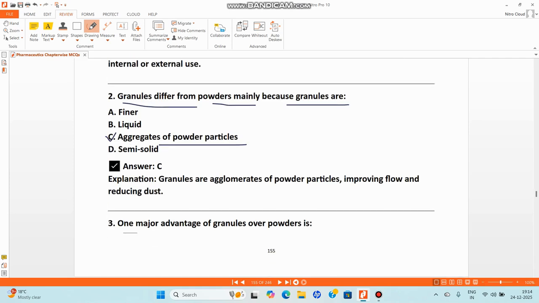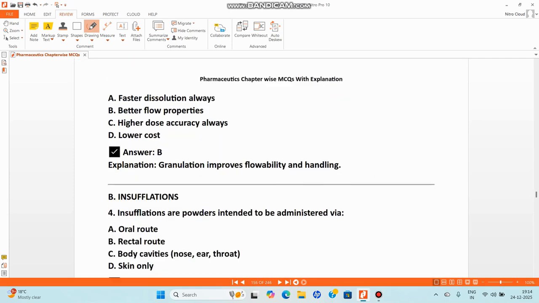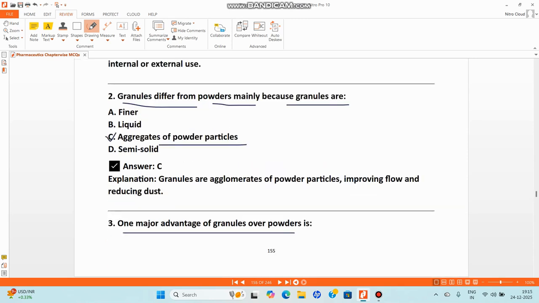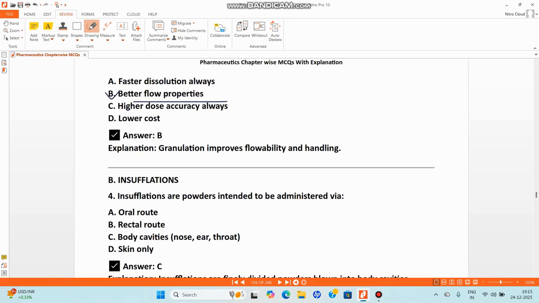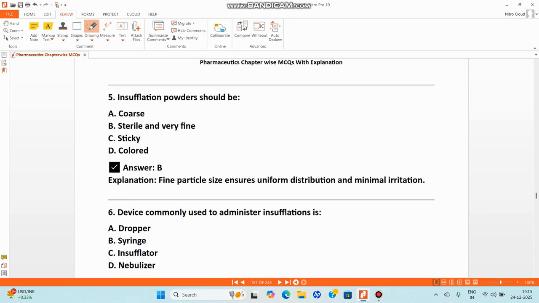Next, one major advantage of granules over powder is B, better flow properties. Granules flow very nicely, so that is the advantage of granules over powder. Next is insufflation. Insufflations are powders intended to be administered via, the answer is C, body cavity such as nose, ear and throat. That is insufflation. Next, insufflation powder should be what? The answer is sterile and very fine.